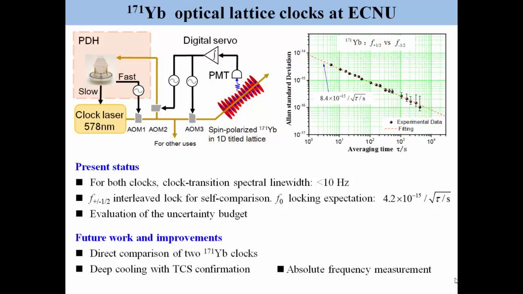And the Allan deviation indicates that we have obtained about 8 times 10 to the minus 15 at 1 second instability. If we lock the laser to the true clock transition line, that is F0, we expect better stability. And we have the longest locking time of over 8 hours in our lab. And we are now evaluating the uncertainty budget.